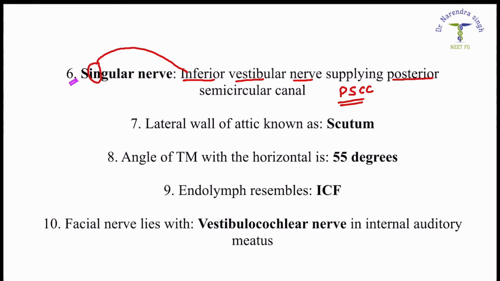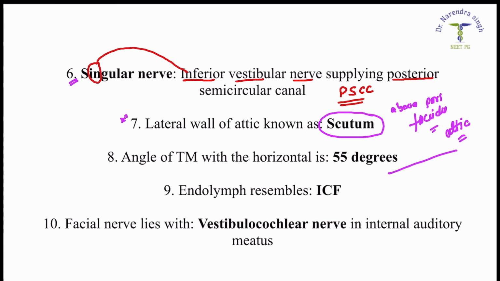Lateral wall of attic is known as scutum. So what is scutum? Scutum is the bone above pars flaccida, and it forms the lateral wall of the attic.